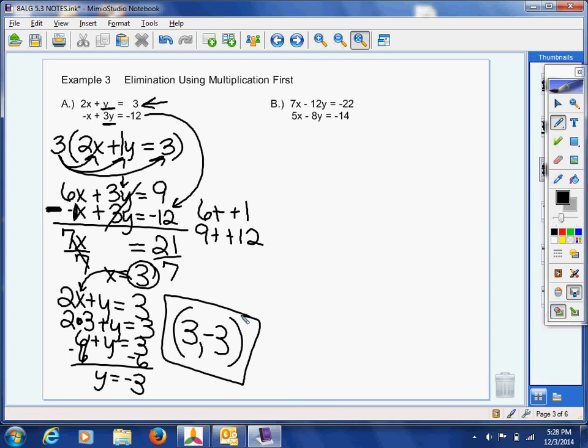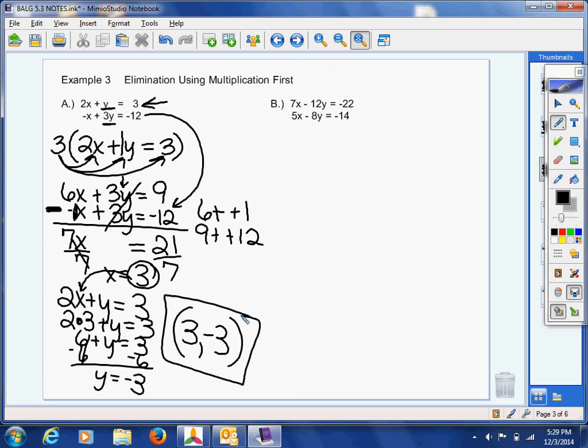Okay, let's look at B. B, we're going to have to adjust both equations, okay? So I've got a 7 in front of the x, a 5 in front of the x. If those were denominators, what would be the lowest common denominator of those two numbers? Yeah, I could turn them both into 35. How about the y's? I got negative 12 and negative 8. Well, as I'm going through my mind, I could make them both negative 24. That's a possibility. So it's just up to you.